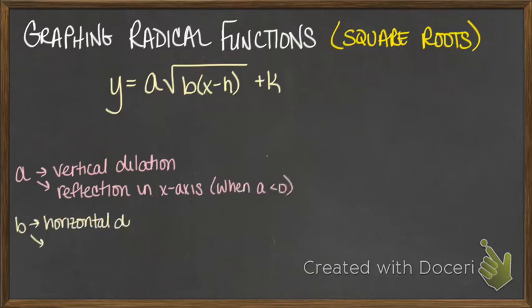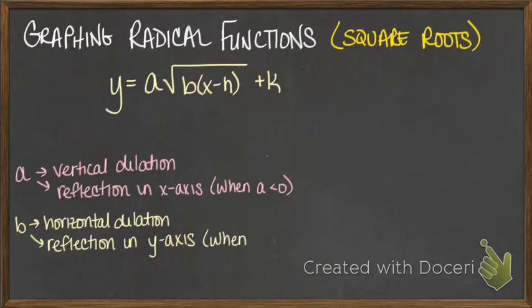B holds the same kinds of powers, only in the horizontal direction. B controls horizontal dilation, stretching and compressing. When B is greater than 1, we compress. B between 0 and 1, we stretch. It also controls reflection. This time it's reflection in the y-axis though. Again, anytime B is less than 0.